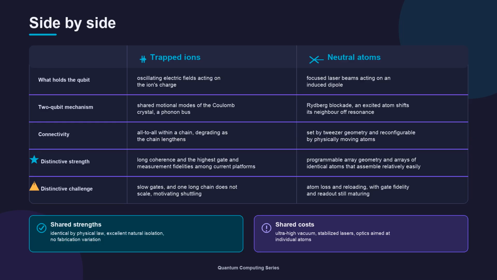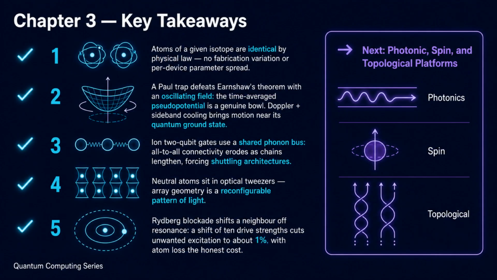Ion gates are slow and one long chain does not scale. Atoms get lost and their fidelities are still maturing. What the table hides is how much they share: identical qubits, natural isolation, and considerable optical complexity. Let's recap. Atoms of a given isotope are identical by physical law, so there is no fabrication spread. A Paul trap defeats Earnshaw's theorem by oscillating the field, so the time-averaged pseudopotential becomes a real bowl, and Doppler plus sideband cooling brings the motion near its quantum ground state.